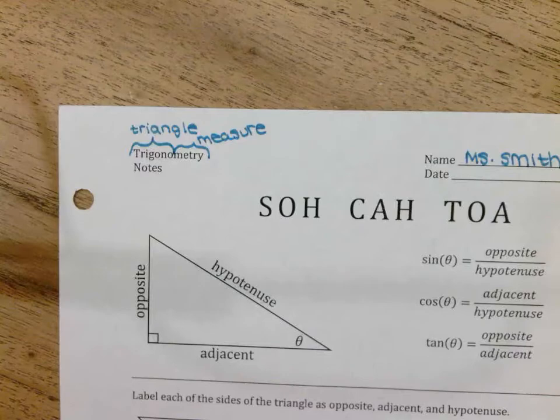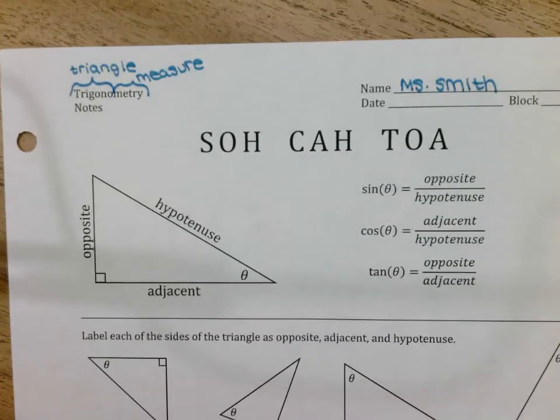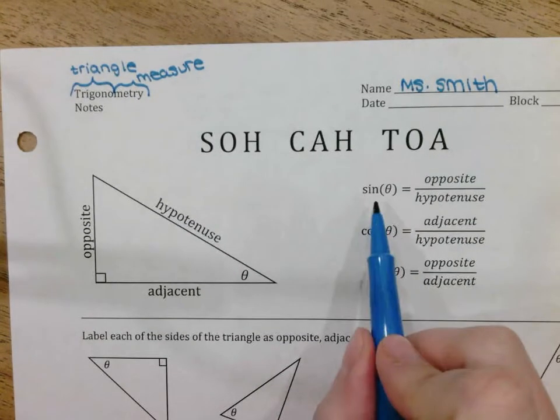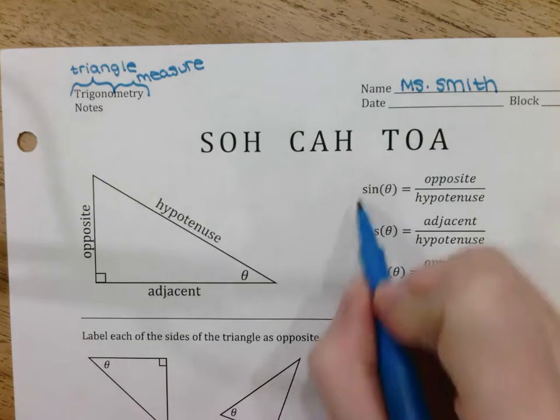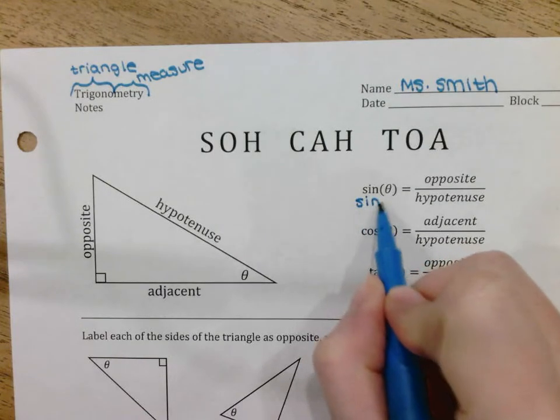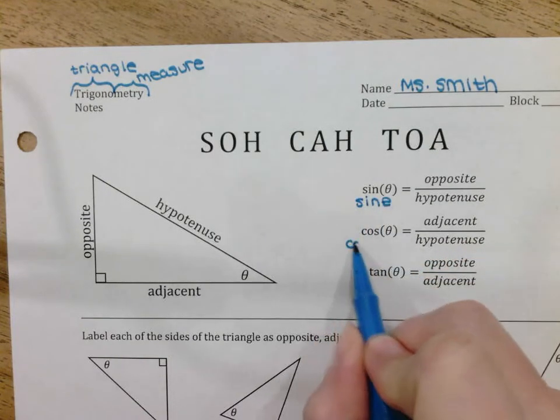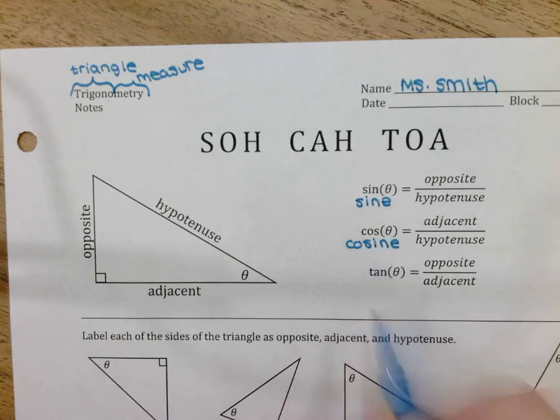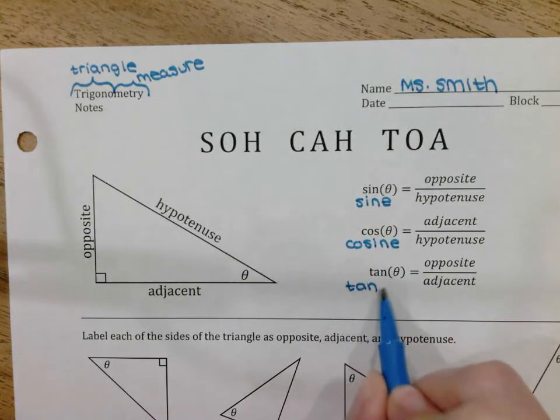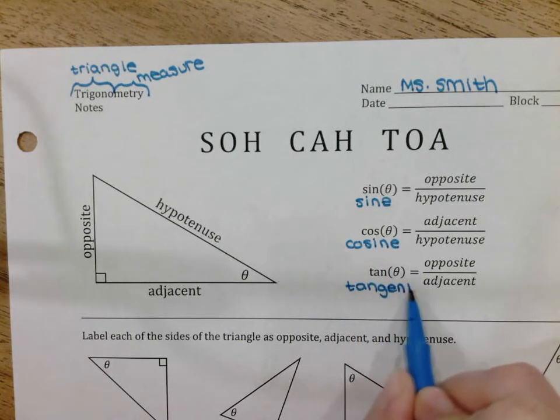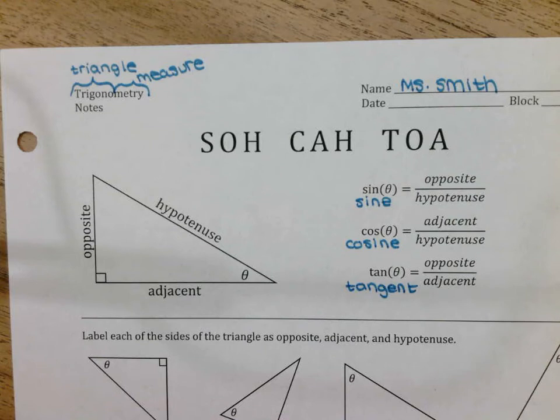There's three different trig functions we're going to be focusing on. There's sine. I can write that here. This is short for sine. This is short for cosine. And this is short for tangent. Those are the three we're going to focus on.